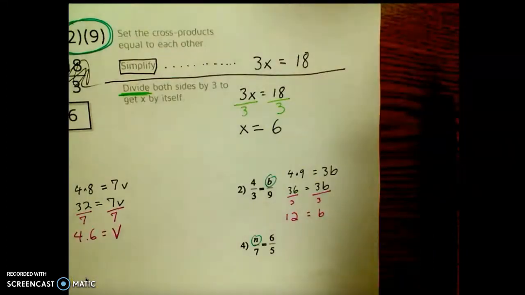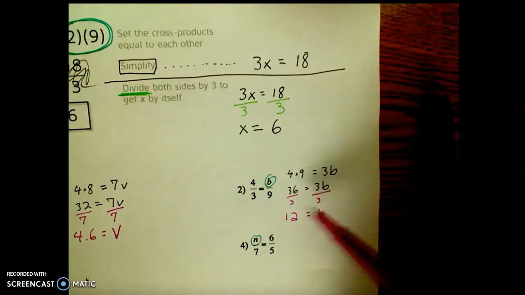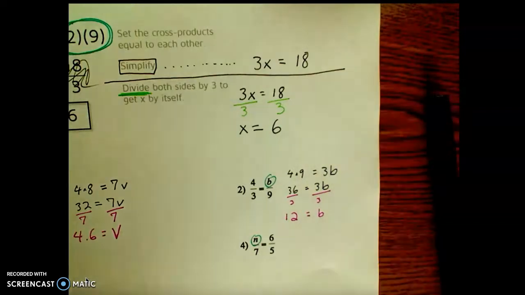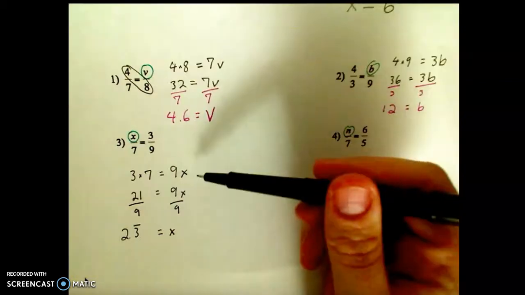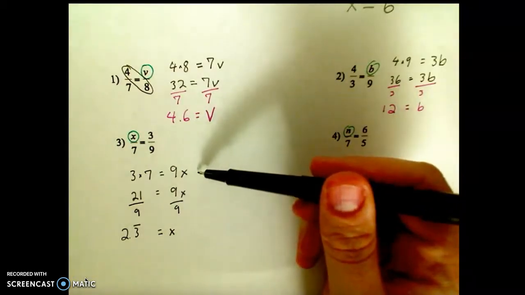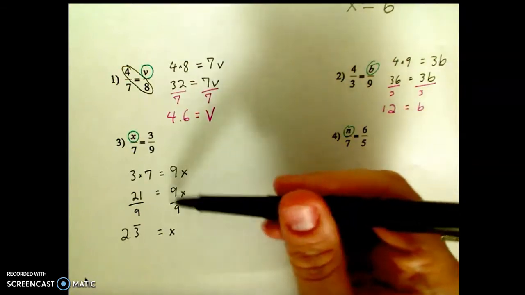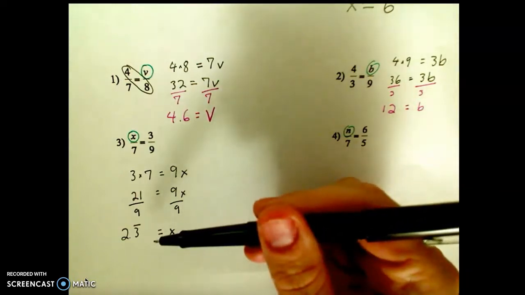Pause the video and try number 2 on your own. All right, let's check. Set them equal to each other. Simplify. Divide on both sides. And b equals 12. Doing pretty good? Let's try another one. Pause the video. Here's number 3. We set our cross products equal to each other. We simplified. We divided by the coefficient of x. And we got x equals 2.3 repeating.